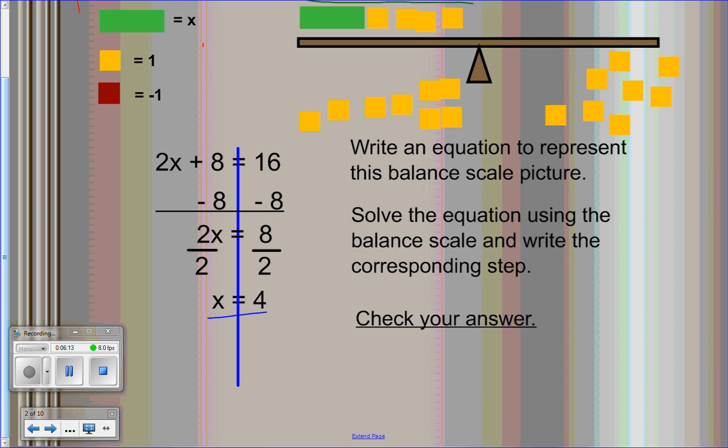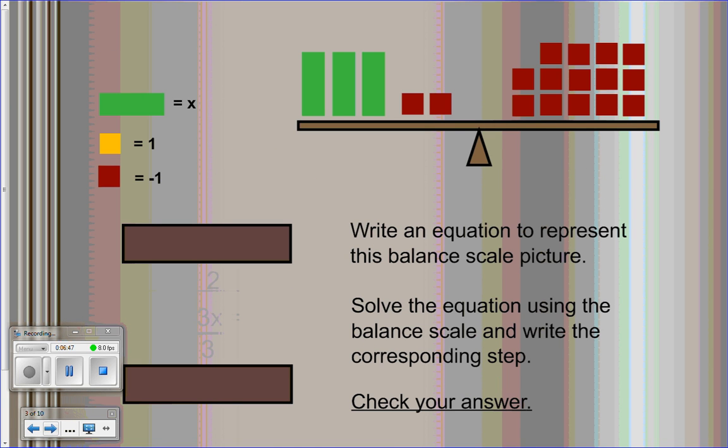If x is equal to 4, that means if I put it back into my original equation, I should get 16. So 2 times 4 plus 8 should equal 16. 2 times 4 is 8, plus 8, 16. 16 equals 16. So we are going to start checking our answers to make sure we did it correctly. Let's try the next problem.